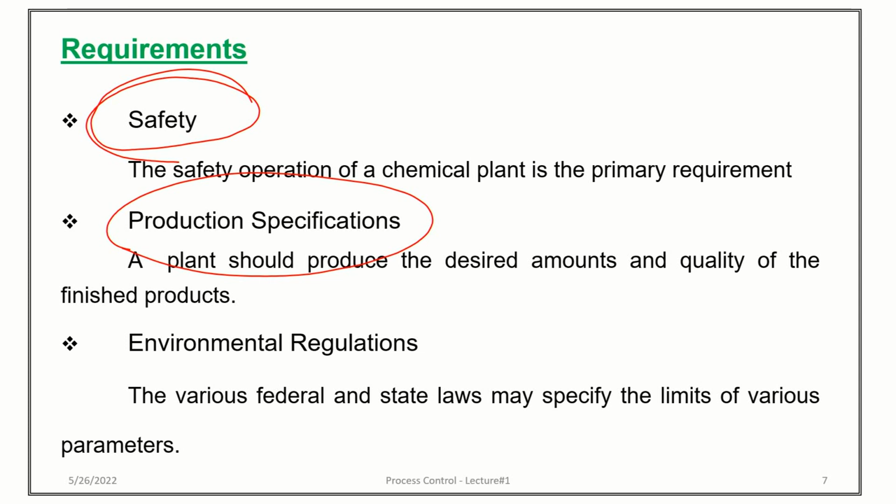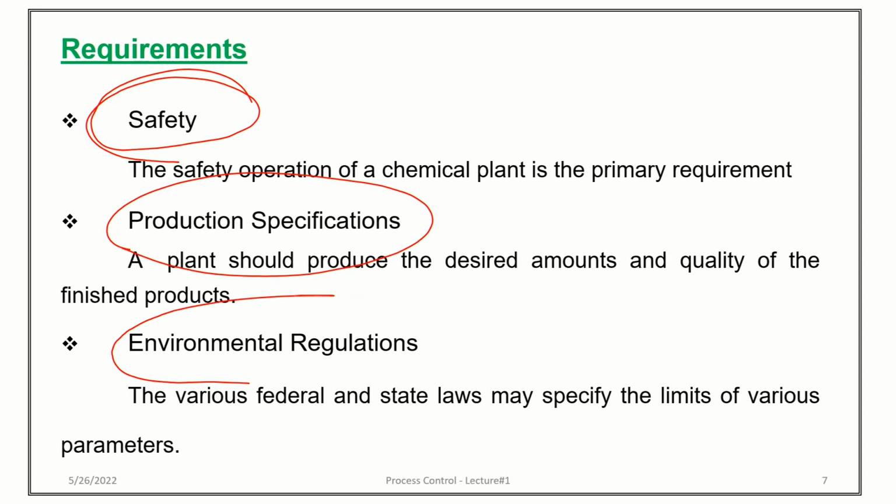So when it converts into a useful product, there are some specifications specified on the productivity. For example, we may desire that a plant should produce 2 lakh pounds of ethylene per day with 99.9% purity. In that case, we need a control system to ensure that the plant is producing 2 lakh pounds per day of ethylene with 99.9% purity.